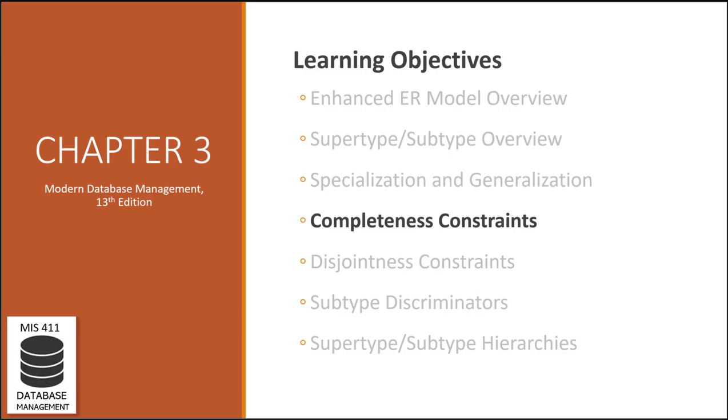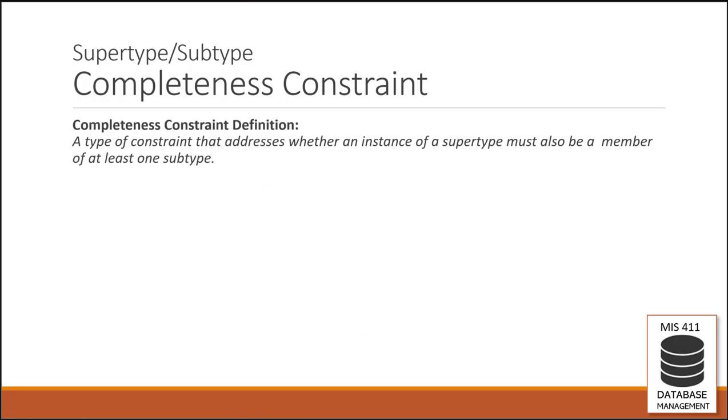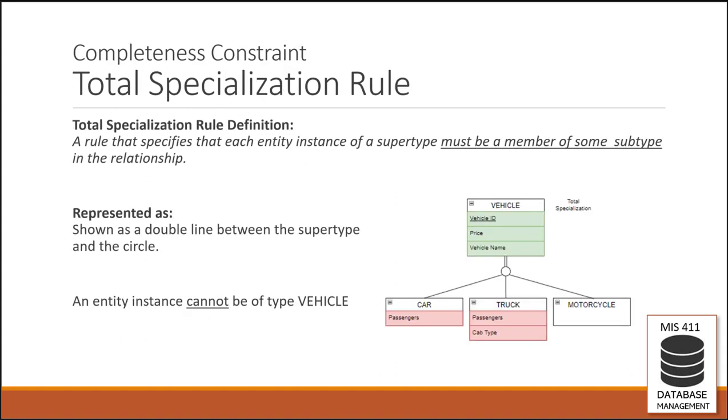So now we're going to talk about completeness constraints. And again, this topic has to do with supertypes and subtypes. It's not a completely divorced, unrelated topic. So a completeness constraint, the definition, is a type of constraint that addresses whether an instance of a supertype must also be a member of at least one subtype. Okay? Whether an instance of a supertype must also be a member of at least one subtype. And we actually just saw an example that kind of illustrates this.